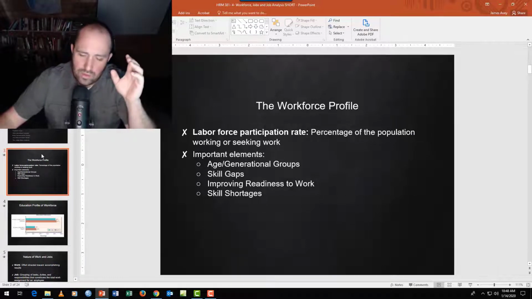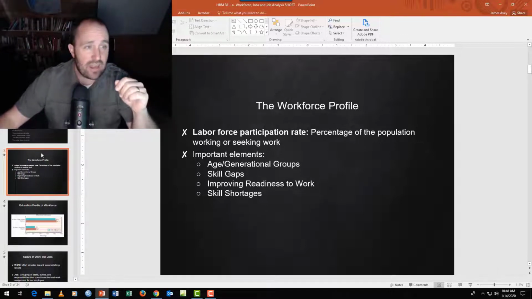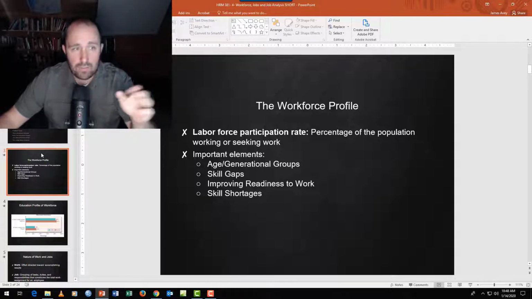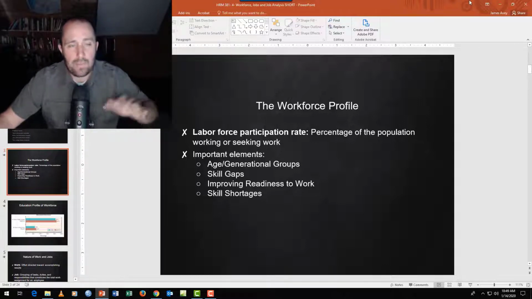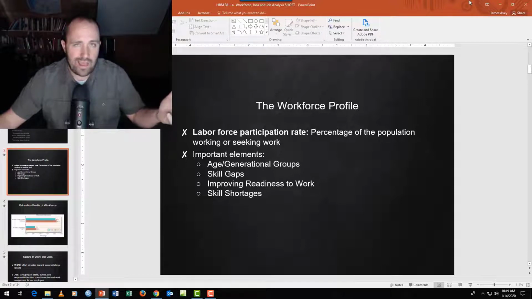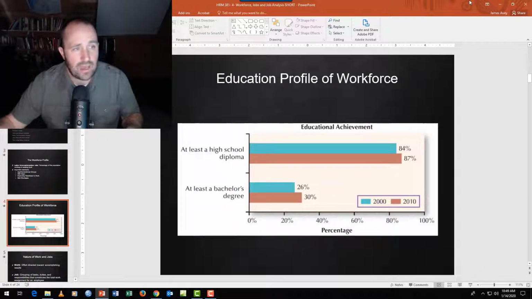Workforce profile. The labor participation rate is something that we look at nationally in the United States, and that is what percentage of the population is engaged in work or ready for work or would like to go to work. There are other numbers, like unemployment, stuff like that. But really from an HR perspective, we're asking the question, how many people would like to have a job or are working, and what do they look like in education and age and gender and stuff like that.